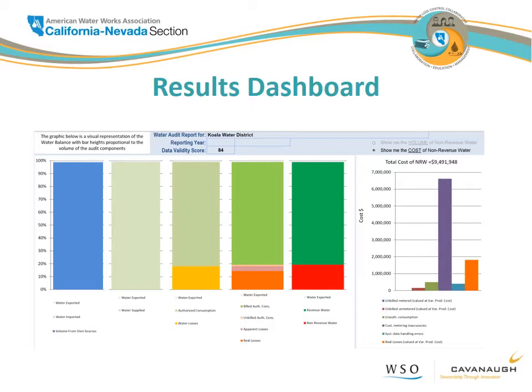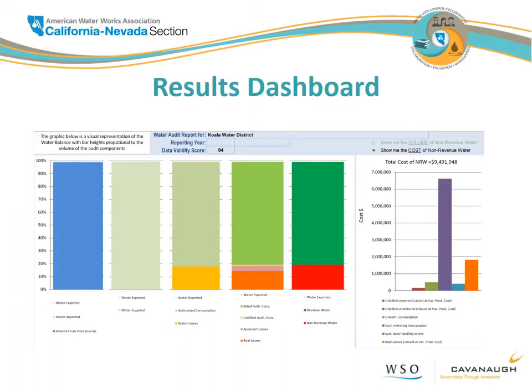The even more interesting component of this dashboard, in my opinion, is the volume and cost toggle feature. So over here to the right, all of these elements displayed on this chart to the right are components of non-revenue water, the metered and unmetered unbilled, which are the first two, unauthorized consumption, customer metering inaccuracies, and systematic data handling errors. Those are the three subcomponents of apparent loss. And then, of course, total real losses.